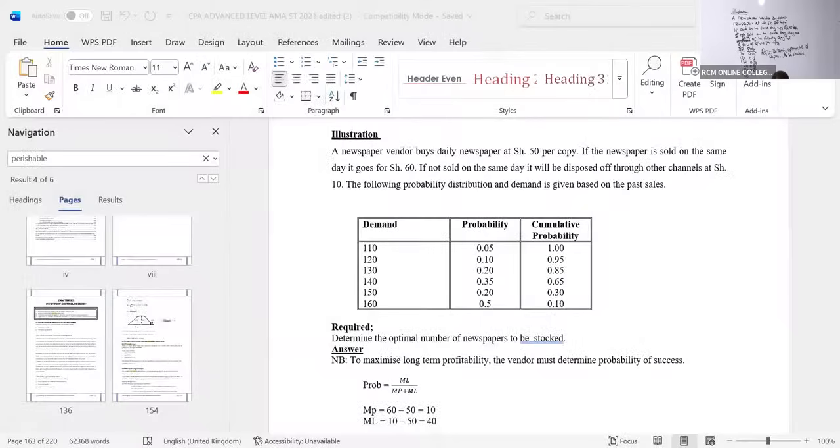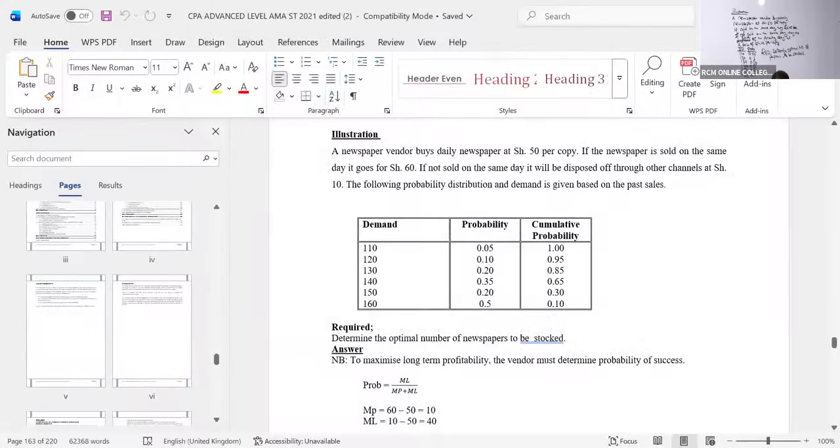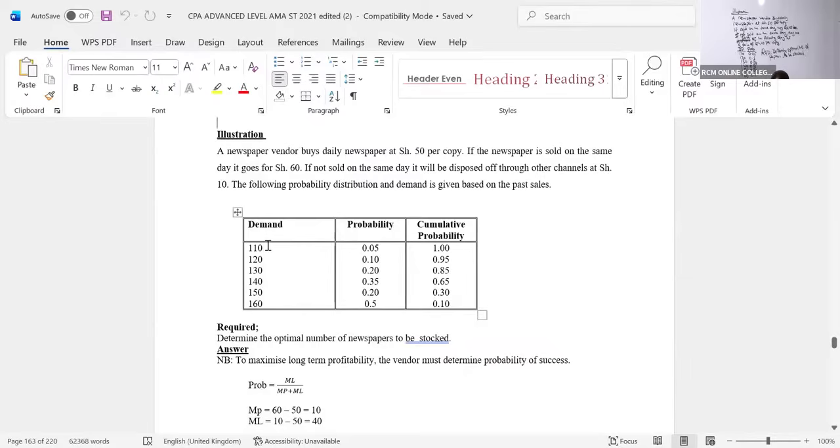Maybe this will be much better for you. So they have given us the demand. The demand is 110, 120, 130, 140, 150, 160. Although this is supposed to be 0.1, like that. Forget about the column of cumulative probability that I'll teach you. And then now they want us to determine the optimal number of newspapers to be stocked.